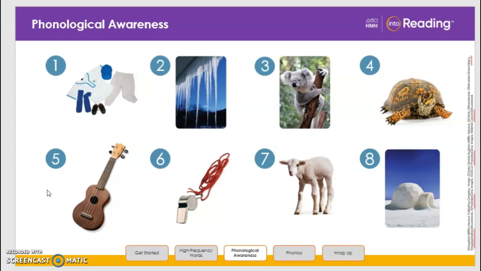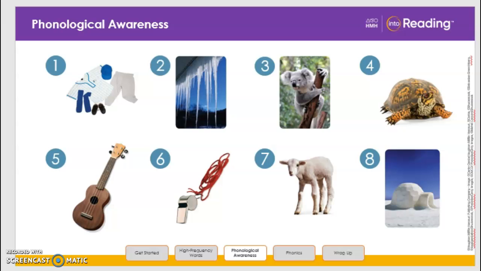So let's do a little blend work. We've learned how to segment or break apart longer words into their syllables, so we're going to practice that. For each picture on the screen, you will say the picture name and then say each of its syllables. So I'll do the first one. The first one I want to do is the word uniform.